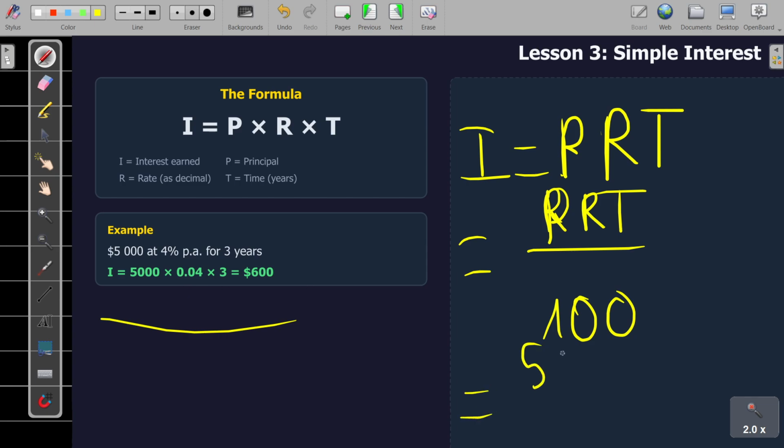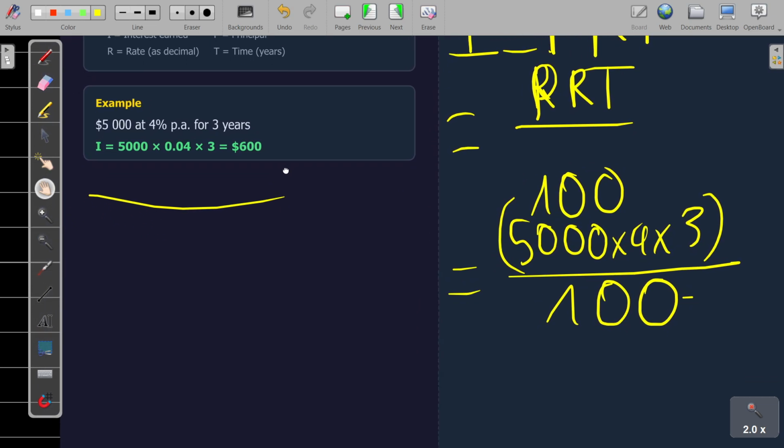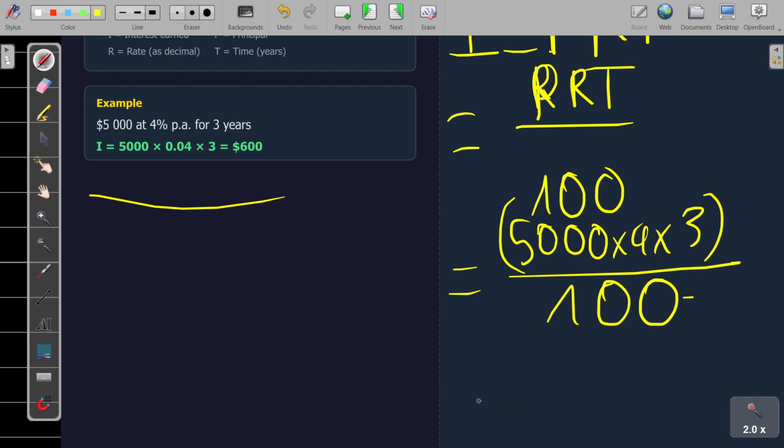So let's put 5,000, multiply by 4, multiply by 3, and this is going to be divided by 100, because the principal is 5,000, the rate is 4, and the time is 3. So we're going to calculate the top. 5 times 4 is 20,000, times 3 is going to be 60,000, divided by 100, that's going to give us $600, and the interest earned is $600.